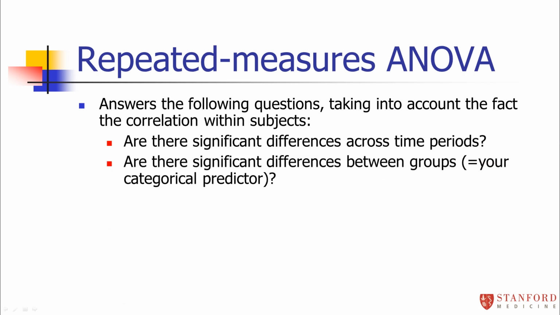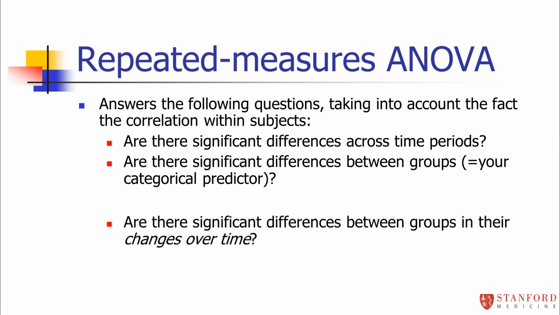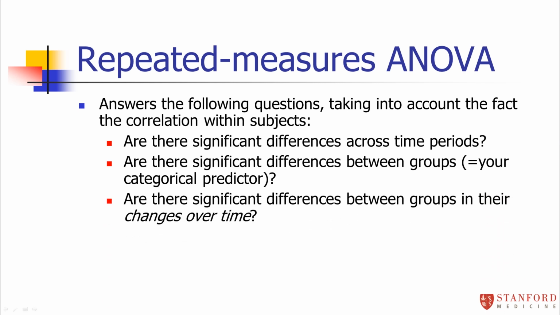You can also ask whether or not there are any significant differences between your groups, if you've got multiple groups that you're comparing over time. And you can ask whether or not there are significant differences in the changes over time between those groups. So you have what is called a time effect, a group effect, and a group by time effect.